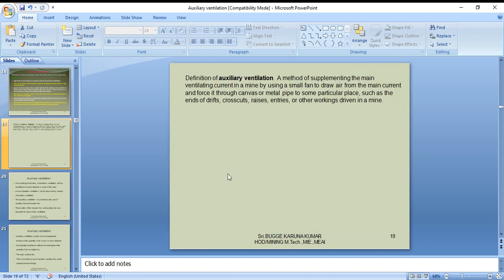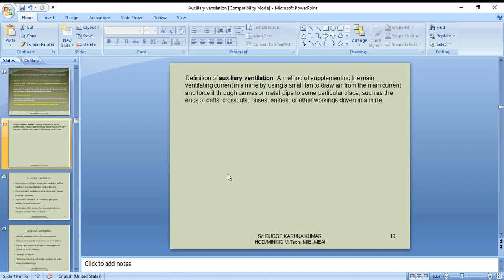So once again, I am repeating the definition. Overall, it is a method of supplementing the main ventilating current in a mine by using a small fan to draw air from the main current and force it through canvas or metal pipe to some particular place, such as the ends of the drifts, crosscuts, rises, entries, or other workings driven in a mine. So this is a very essential thing, sir.